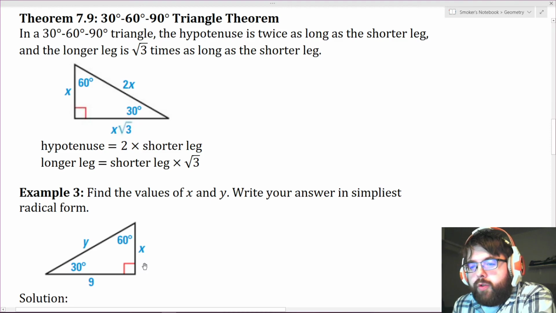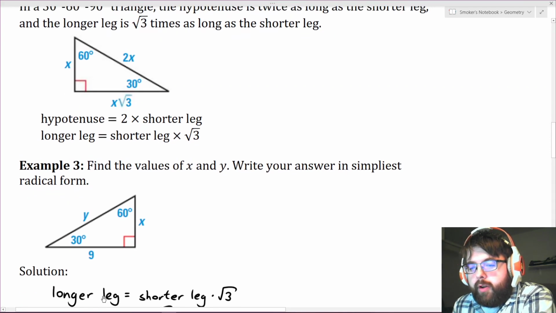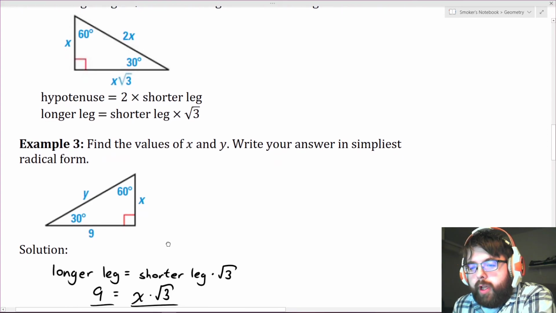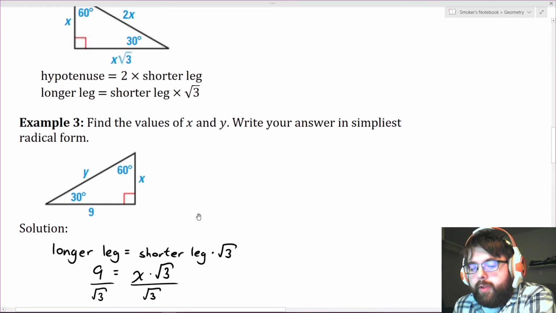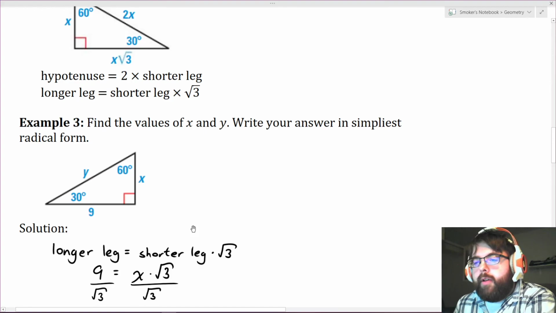We're going to want to find the shorter leg first, using the fact that we know what the longer leg is. So we're using the longer leg equals shorter leg times root 3. I'm plugging in 9 for the longer leg, x for the shorter leg, because they gave us a value for that, and I'm going to solve this for x. So that is done by dividing both sides by root 3, just like an example above that we did. Root 3 is just a number, like root 2, like 4, so we can divide both sides by it. And we have 9 over root 3, and then over here the root 3's cancel out.